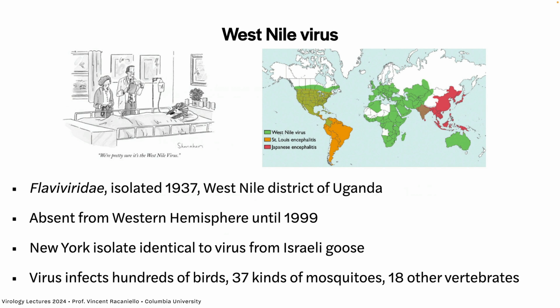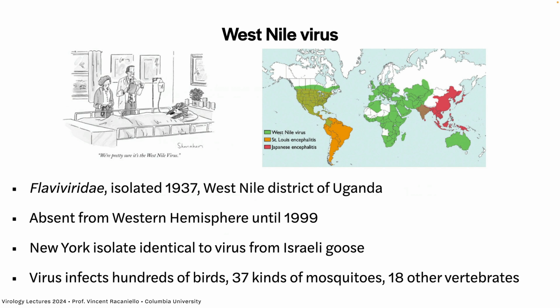It was not present in the Western Hemisphere until 1999, when it came to New York City in the summer. It spread throughout New York and then eventually through the rest of the country and then to South America. So now the whole Western Hemisphere is infected with West Nile virus. We don't know how it got here, but the sequence of the New York isolate is exactly the same as an isolate from an Israeli goose. So there are goose farms in Israel, and they found the same virus there. So it infects birds of all sorts. So somehow it made its way here.